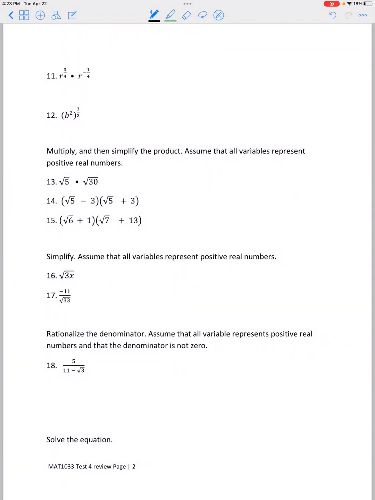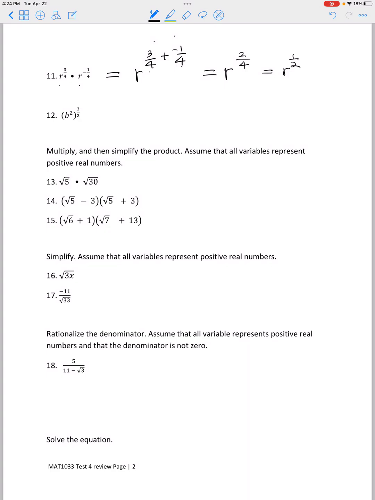Question 11. I got R and R is the same, so we can just add the two exponents, and the exponential has the same denominator. So you can add the tops, 3 plus -1. You get 2 over 4, and 2 over 4 is not in simplified form. So the final answer is R to the one half.